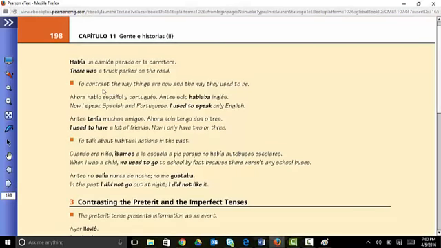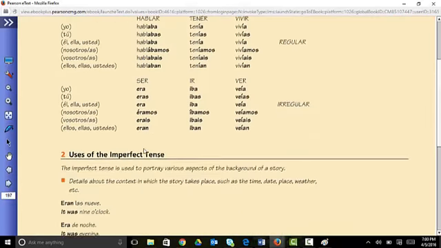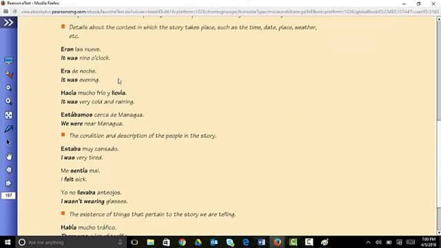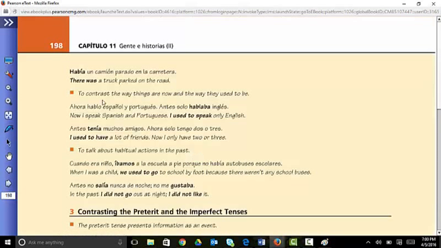To contrast the way things are now and the way they used to be. So when we're setting up the background of a story, and when we're describing the people who are in the story, we're going to use the imperfect. We're also going to use the imperfect to contrast the way things are now and the way they used to be. Ahora hablo español y portugués, antes solo hablaba inglés. So now I speak Spanish and Portuguese, but before I used to only speak English.